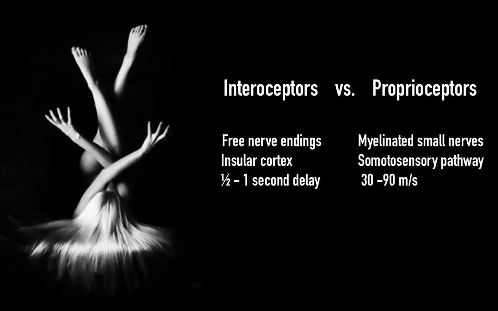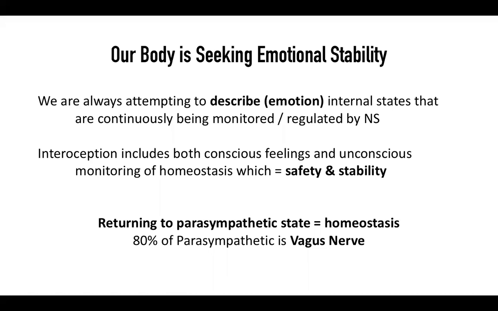So real quick, this is just a side-by-side comparison of them, free nerve endings versus myelinated with the proprioceptors. Interoceptors are activating the insular cortex or the limbic system. Proprioceptors are going to be somatosensory, so they have to do with movement. And then there's a delay with interoceptors. Proprioceptors are obviously very fast because they are controlling movement.